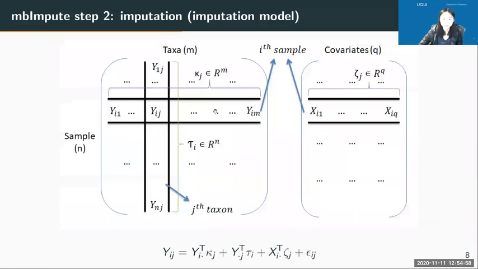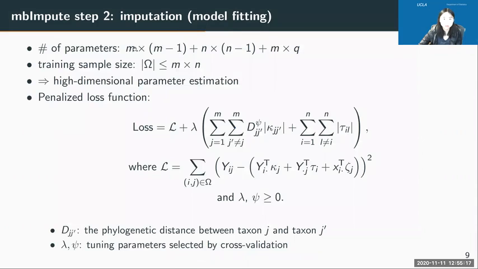This figure can make the model clearer. You see that yi dot is this row, y dot j is this column, and xi dot is this row. We will use these as our predictors, and we will learn their coefficients for the imputation. This becomes a high-dimensional model because, if we do the calculation, the number of parameters is this large, while our training sample size is the number of entries in omega, so it's smaller. M times n is less than this, which is almost m squared plus n squared.